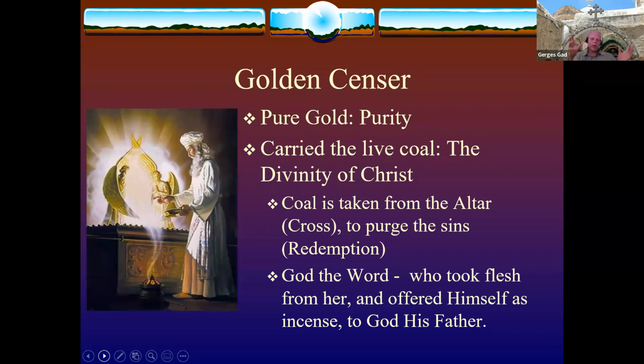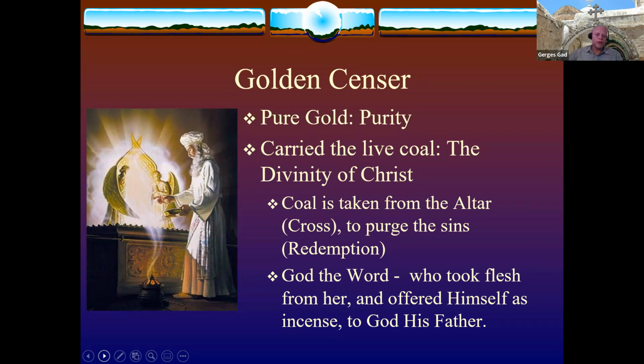What does this rite mean? This coal, we already know, we talked about this before when we talked about the censer. The coal represents the humanity, but the fire inside the coal represents the divinity. So this is the incarnate God. And it's taken from the altar. What do we offer on the altar?